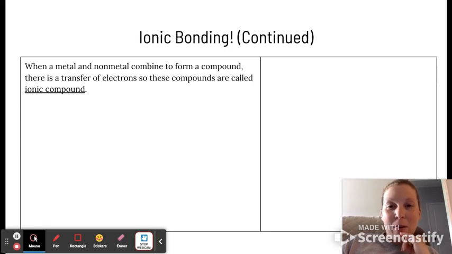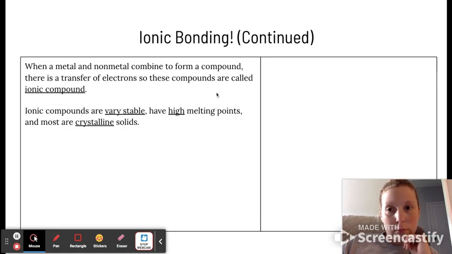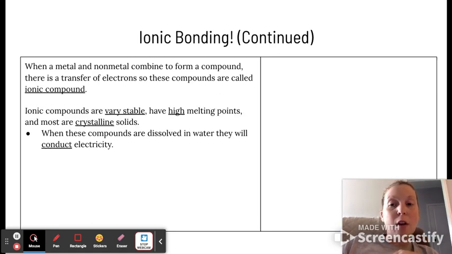When the metal and nonmetal combine to form a compound, there is going to be a transfer of electrons, and then the compound that's resulting is your ionic compound. So ionic compounds are extremely stable, one of our strongest types of compounds that we have. They have high melting points and high boiling points, like high enough that we can't reach them in the labs that we have in high school.